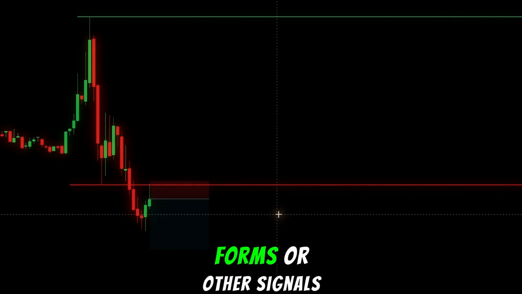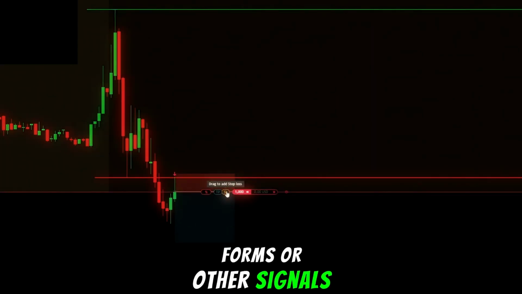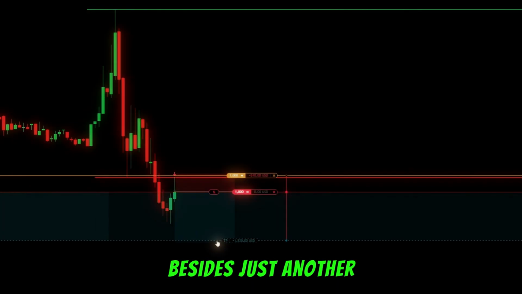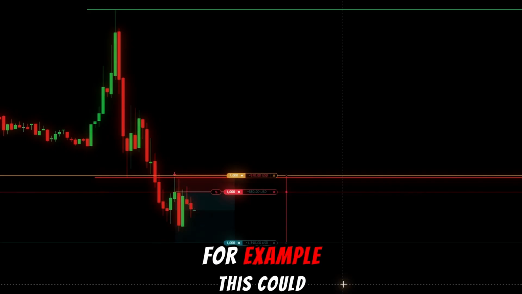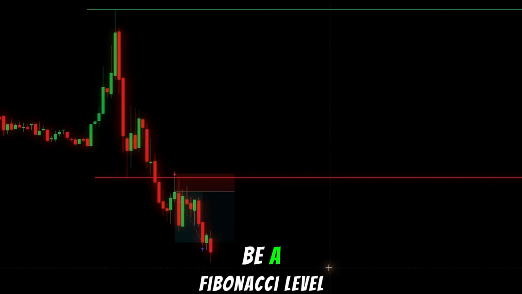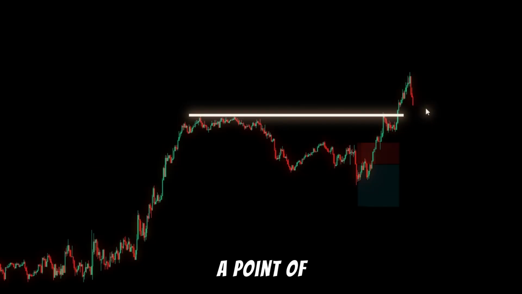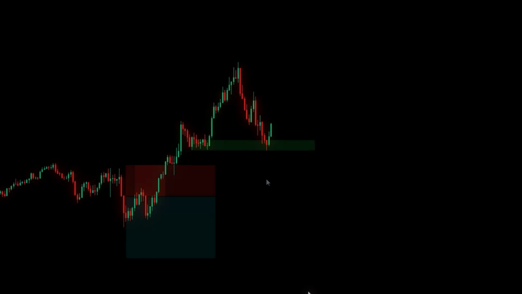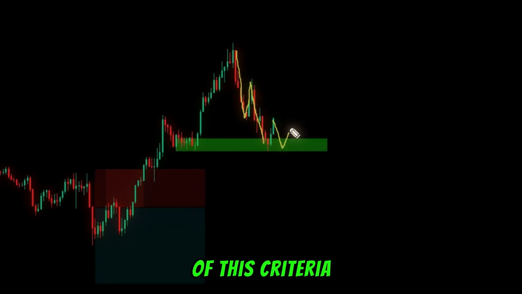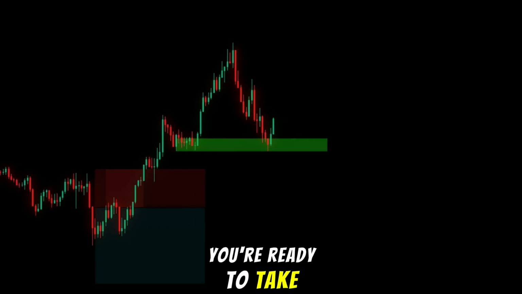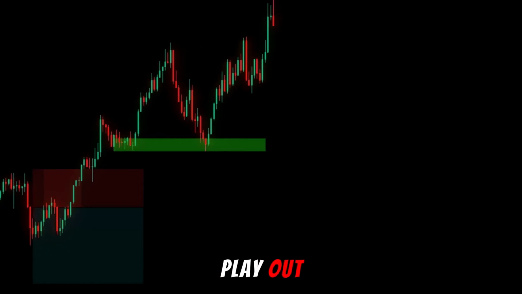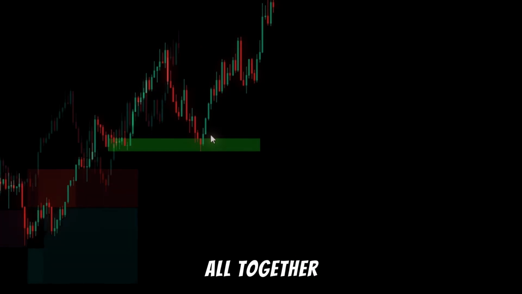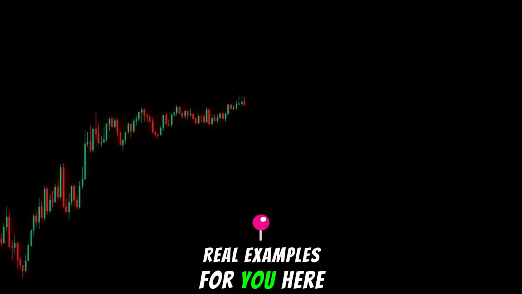So we need other forms or other signals of resistance besides just another swing low, for example. This could be a Fibonacci level, a point of control, a moving average, really anything. And when all of this criteria has been met, you're ready to take a trade and watch it play out. Let's put this all together, and we're going to go over some real examples for you.